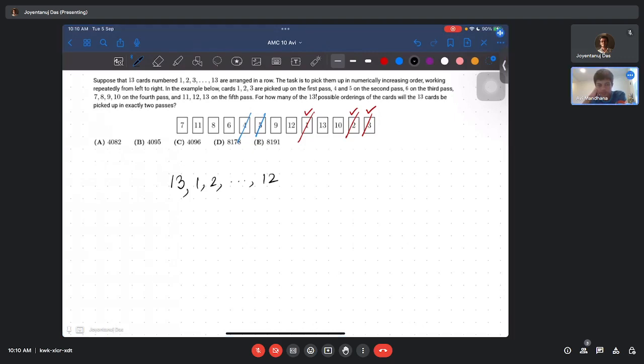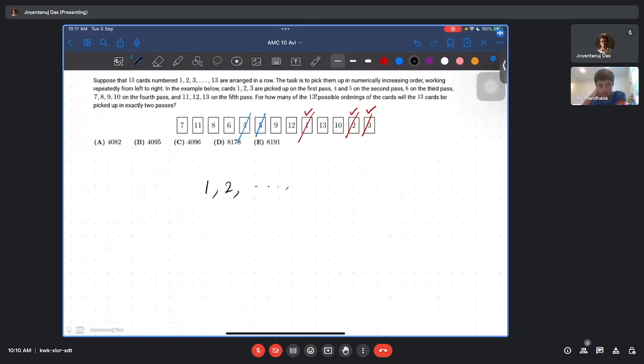So the numbers 1 up to 13, I have to break them into two parts, right? The first set of cards I can take in the first pass, and the second set of cards I will take in the second pass. So that is how I should break the numbers, right? Okay, so how to do it?